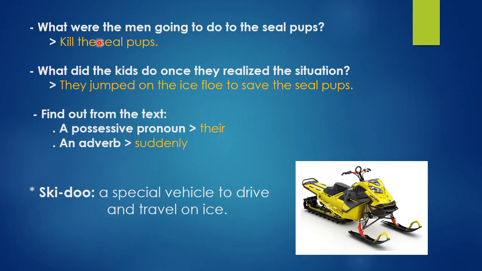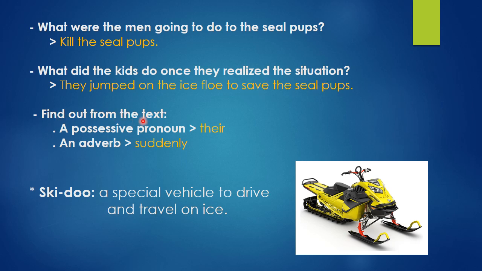Okay, so what were the men going to do to the seal pups? They were going to do what is called hunting seal pups, which means killing the seal pups to sell their fur. What did the kids do once they realized the situation? Once the kids jumped to the other ice floe where the seal pups were sitting, they stayed there, and they were trying their best to save those seal pups. So they jumped on the ice floe to save the seal pups.